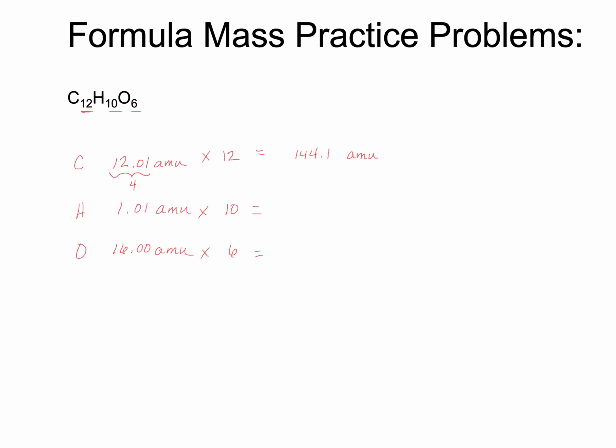And you're just going to have to round that to 4 significant figures from the value you get on your calculator. For 1.01, this is 3 significant figures. So when we multiply that times 10, we're going to round that to 3 sig figs, and that would be 10.1 AMUs.